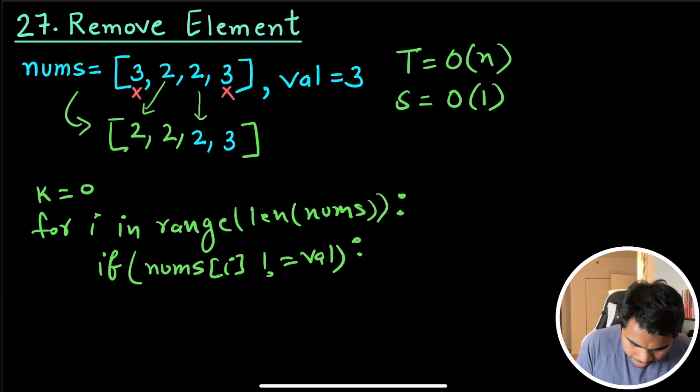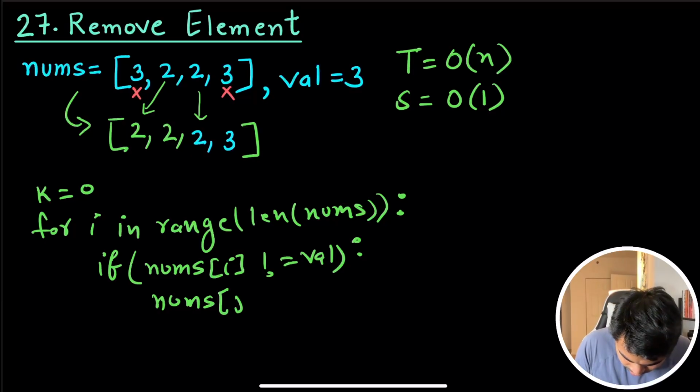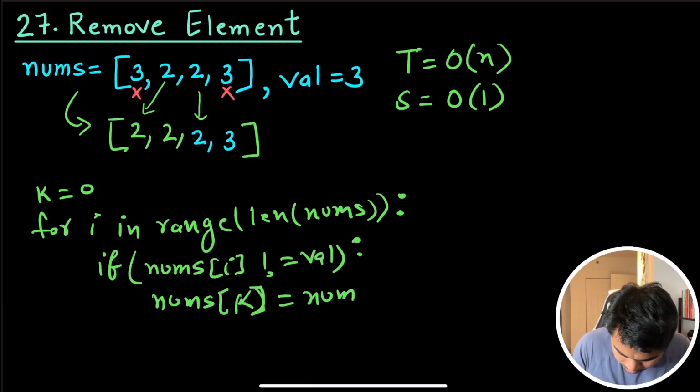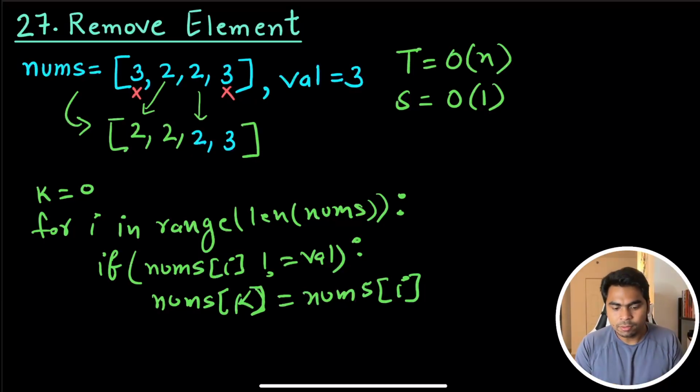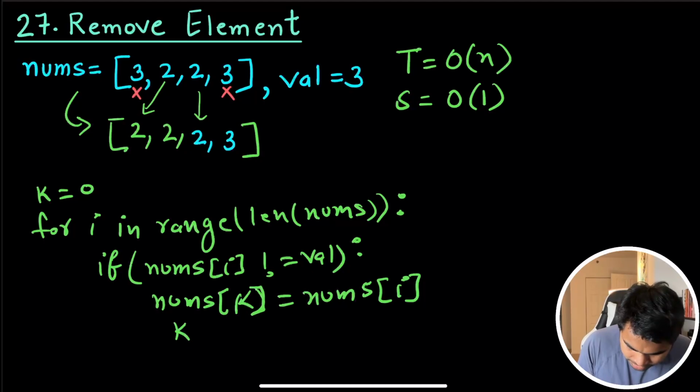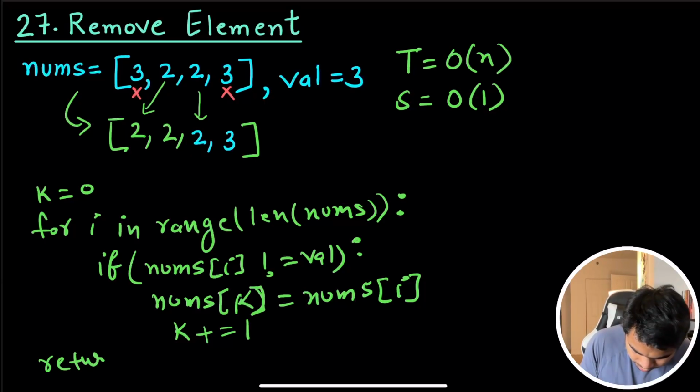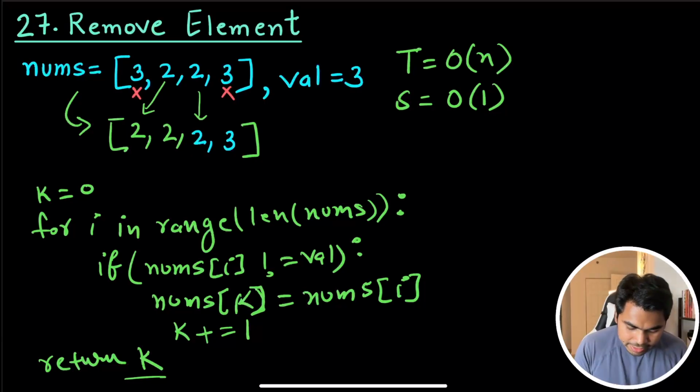I want to store it at nums at k, because I have declared k. It will be the value nums at i. So we're skipping any value that is equal to val, and then we increment this k by 1 and just return k, which will be the total number of values. I will write the exact code.